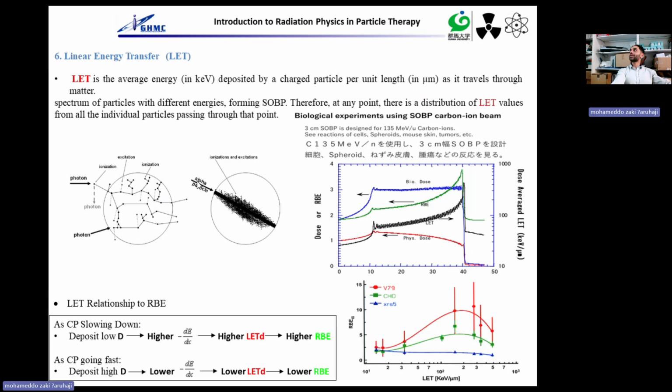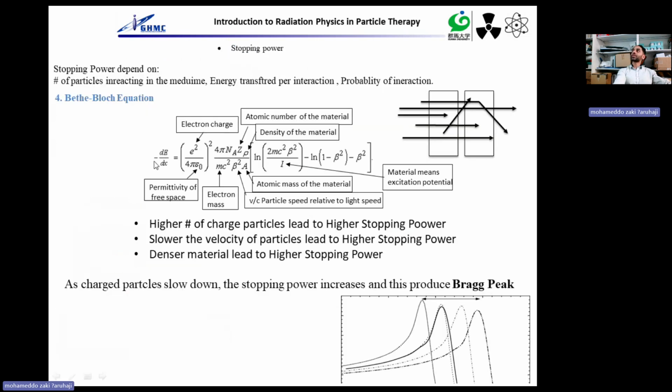So the equation of LET is the same one. If I take the minus out here, it's LET. So LET is like a view from the particle itself: I'm losing this amount of energy within this length. Stopping power is like I'm the material, I'm absorbing this amount of energy from this particle. You can imagine it this way, yes.